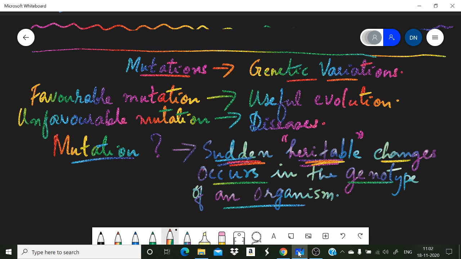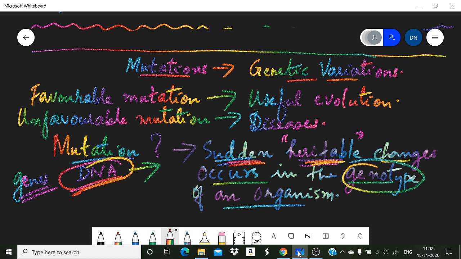That means it is a change which occurs in the entire DNA. It alters the pattern of DNA. It makes changes in genes. Mutations are sudden heritable changes that occur in genes, that is, alterations in DNA. It is a sudden change that occurs in the genotype of an organism, and if the genotype of the organism changes, that may lead to the change in the phenotype of the organism also. If the genotype changes, the phenotype also gets changed.